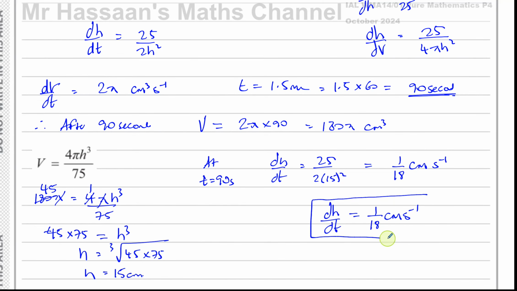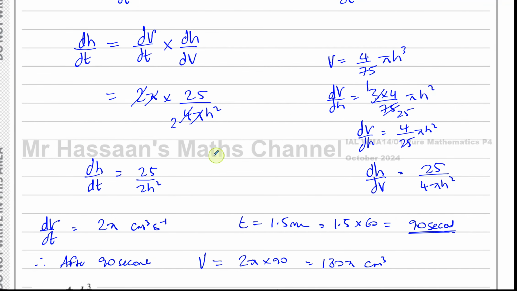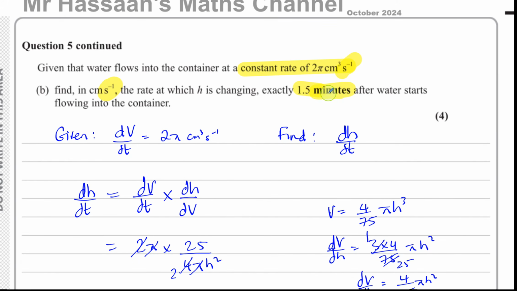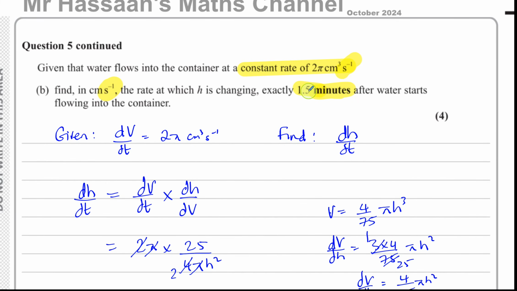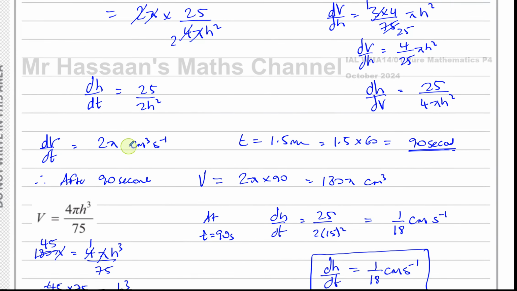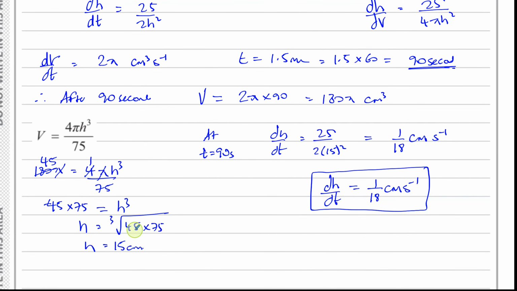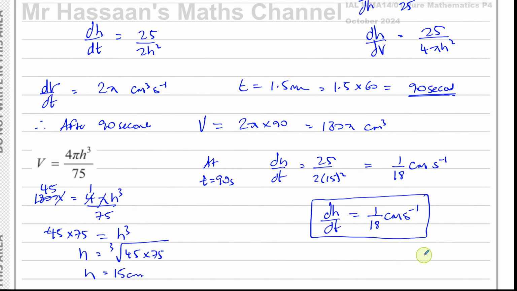So it's slightly more tricky than most of the questions that you see of this type, because we found the dh/dt in terms of h, and they told us to find it at a particular time. So we had to find the height of the water in the container at that same time, and we had to put that in here. We did that by finding the volume at that particular time, and then working out the height of the water at that time. And we got the answer.